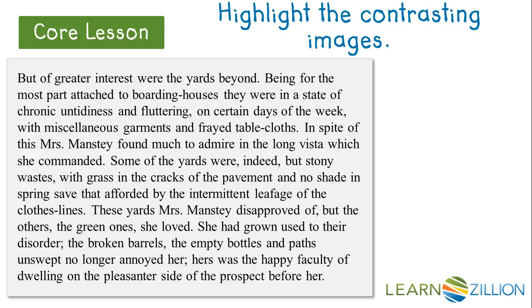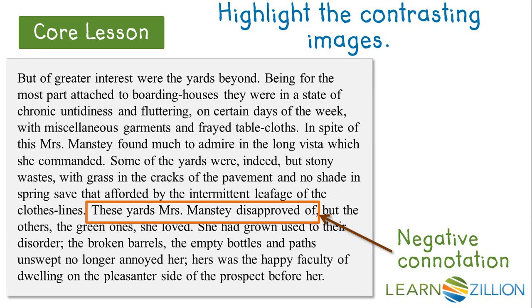Now, because we've already read the story at least one time through already, we know that in this first paragraph she talks about one yard, and in the other paragraph she describes the other yard. So we aren't going to see contrasting images in this single paragraph. However, we do see this statement, these yards Mrs. Manstey disapproved of. This has a very negative connotation or implication. For that reason, we know that this paragraph has negative descriptions, while the other paragraph will have positive ones. So, we are going to highlight all of the negative images.